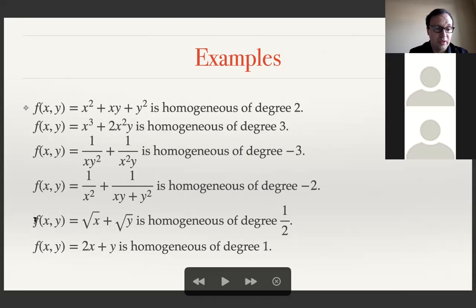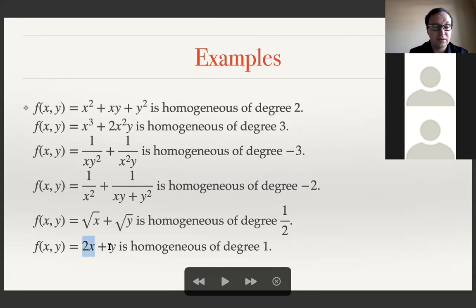f of xy equal to square root of x plus square root of y is homogeneous of degree 1/2. Again, the powers do not need to be entire. Here, both x and y are present with power 1/2. The first term contains x to the power 1/2, so it has total degree 1/2. The second term contains y to the power 1/2, so it has total degree 1/2. And the sum of these terms of the same degree is again homogeneous of degree 1/2.